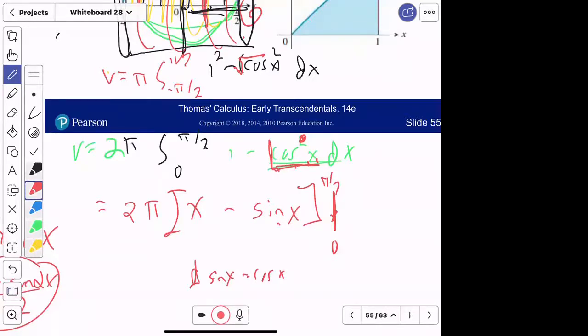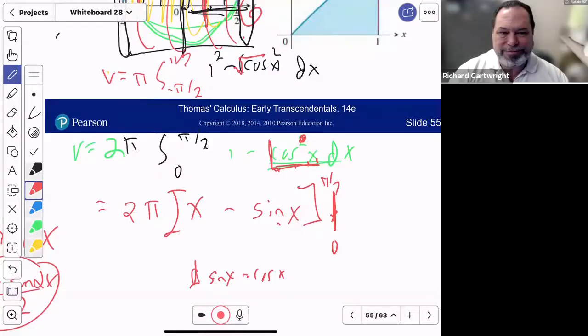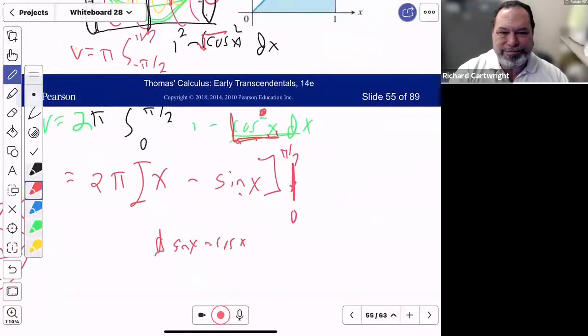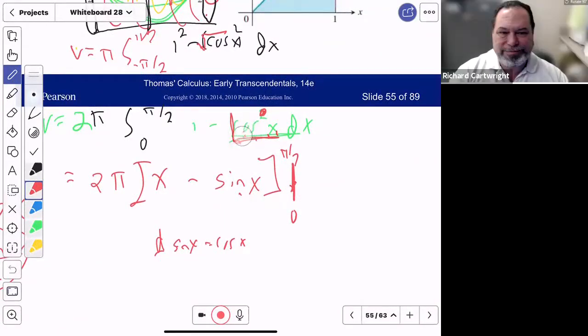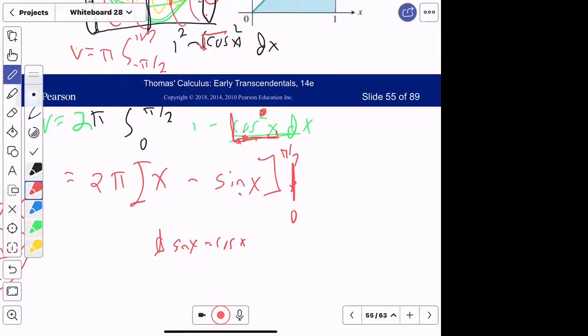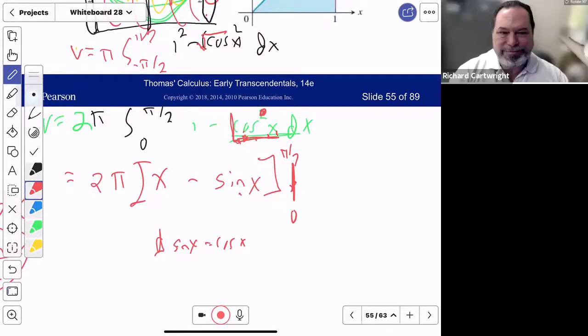But then isn't the derivative of cosine negative sine? Yes, the derivative of cosine is negative sine. So if I would have had a negative sine here, or if I would have sine here, I would have to say negative cosine. Oh, absolutely, you're right. Wait, we're doing the antiderivative, right? Yes. Okay, I'm sorry, I got confused.